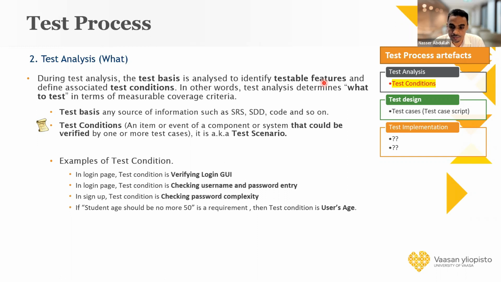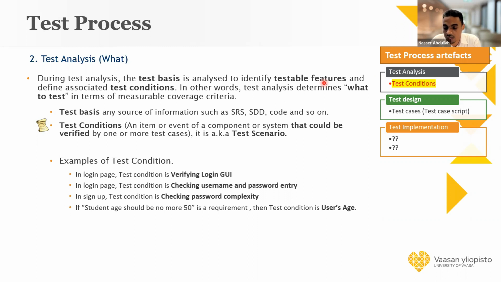The test condition is any item, any event, anything in your system that can be verified. A very important step is to list all the test conditions, because all the next steps are based on them. So the important question here is how to derive your test conditions.